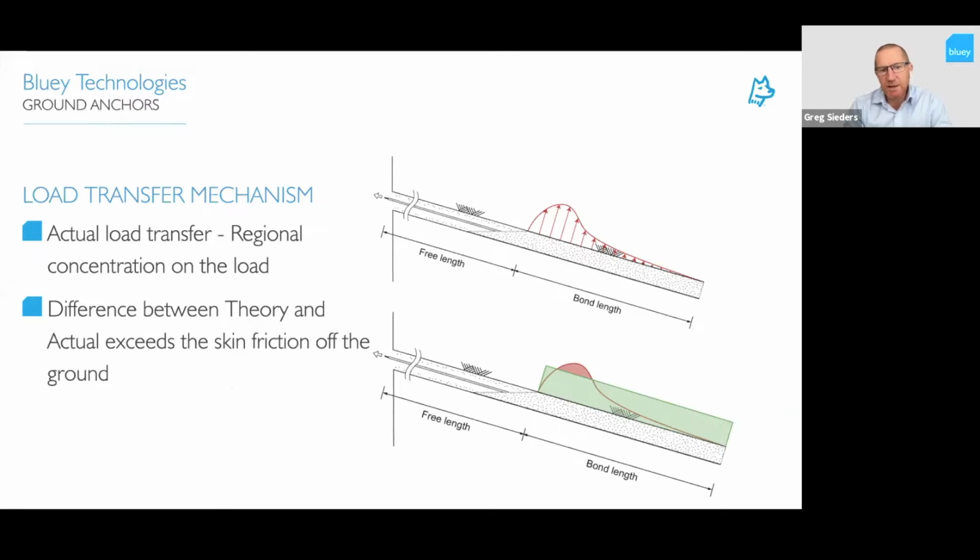So what actually happens with a friction anchor, in your top image there, you have a concentration of the load at the start of the bond length, and then, as we said, it dissipates to the end of the anchor. You can see there the difference between the theoretical and the actual. The actual exceeds the skin friction of the ground, but it's only over a short distance, and there are a lot of reduction factors applied in the design, so you don't have any issues or any debonding at that point.